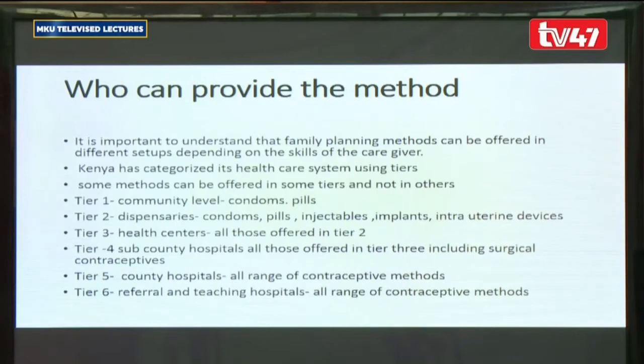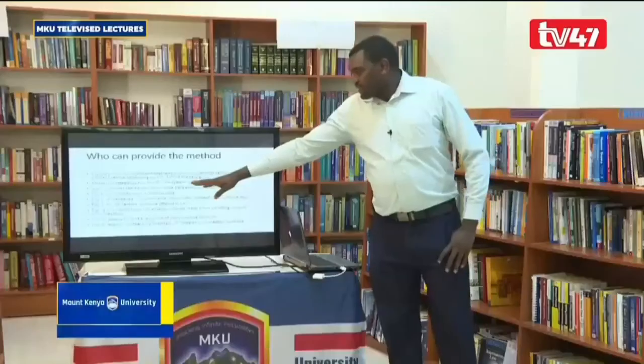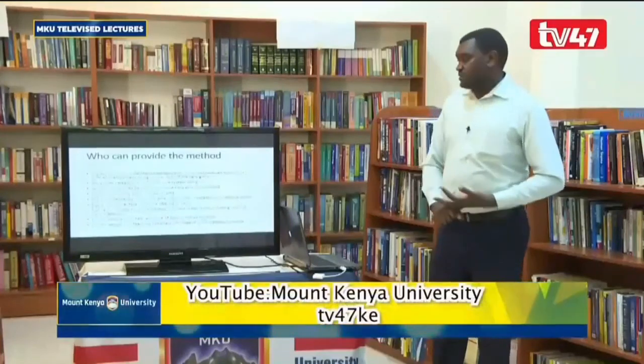It is good to know, are you proficient enough to offer this service? Therefore, some of the family planning services can be offered at level 1, community health level. This is where you have the community health workers and community health volunteers. They can supply condoms and pills.